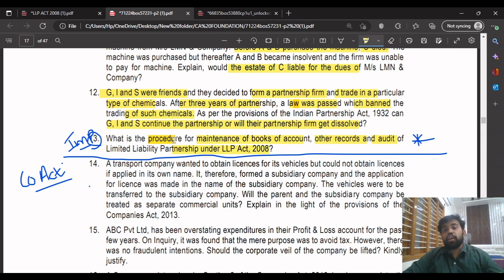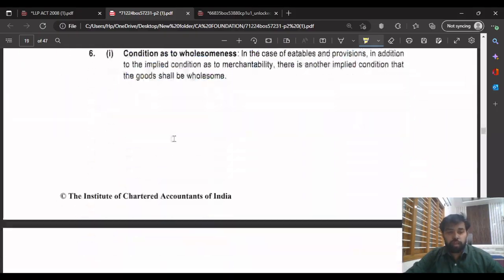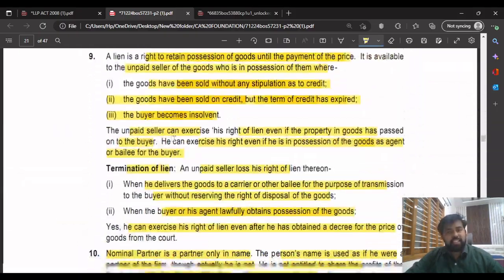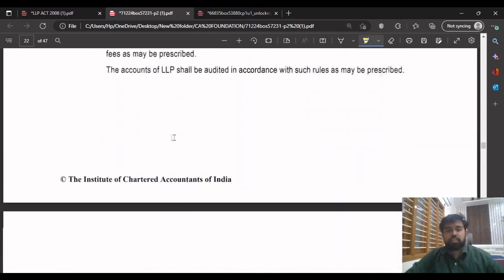Now coming to point number three. They have to get their books of accounts audited in accordance with the rules prescribed. That is point number three. So what you should write for this question number 13, I forgot to mark the important point. I've already discussed it in that video. You can just check that video.